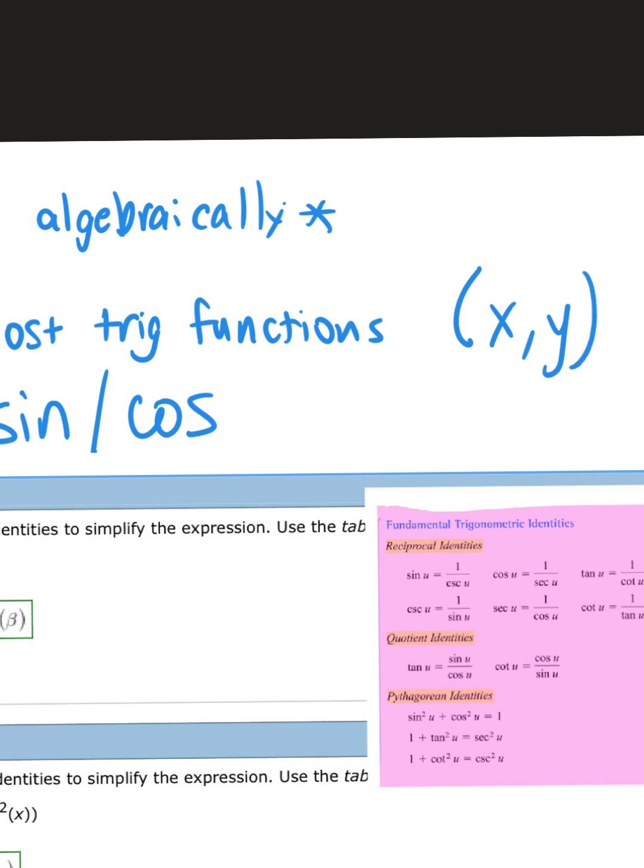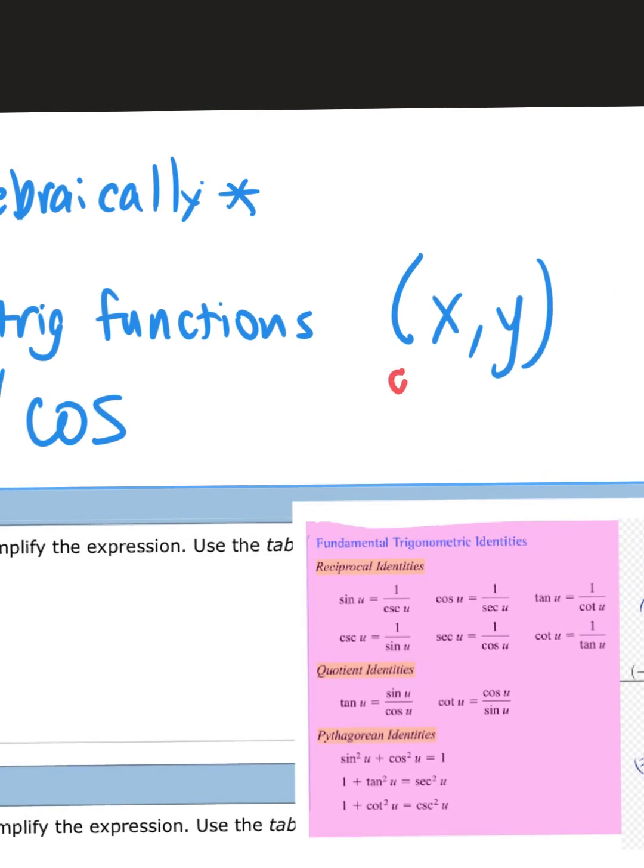You have an angle that is on the unit circle. You guys are familiar with the unit circle. You have an x value and you have a y value, correct? What trig function is represented by the x value? Cosine. Good. What trig function is represented by the y value? Sine. Perfect. All right, we know that.